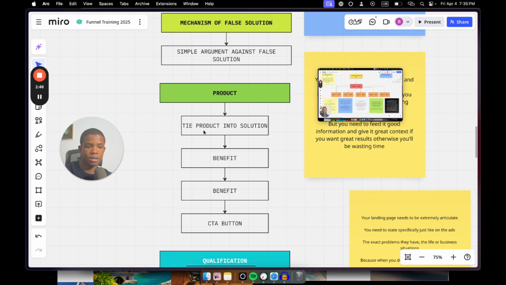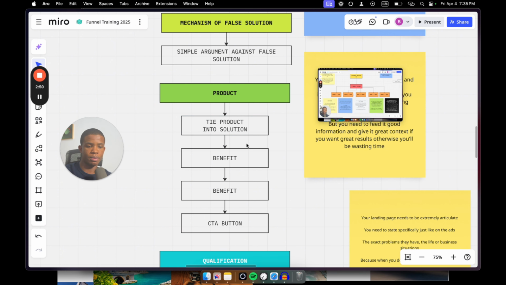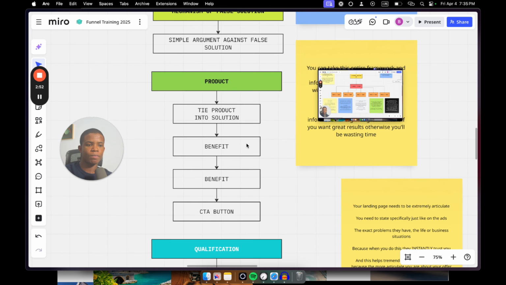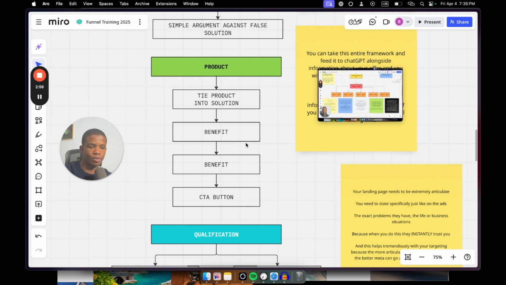You want to tie the product into the solution. This is very important. It's extremely important. You want to make them understand what the actual solution is, and then you go into all of the benefits, and then you close it off with the CTA.